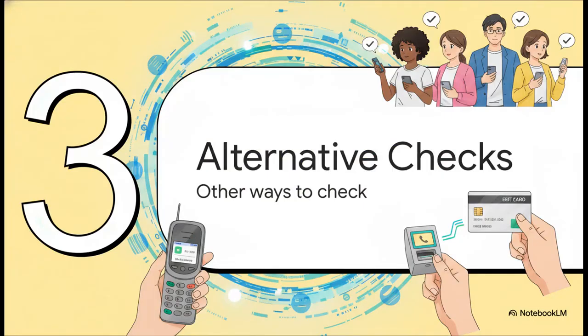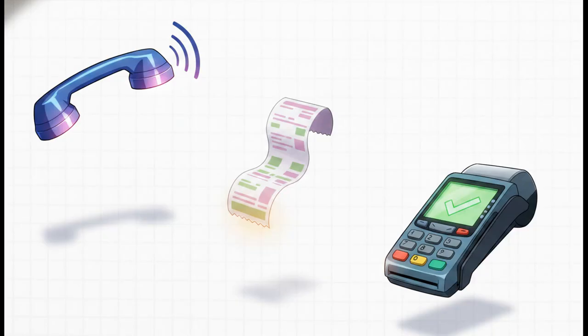Moving on to Section 3, Alternative Balance Check Methods. Because, hey, what if the internet goes down? Or what if you just don't have a smartphone handy when you desperately need to know your balance? Don't worry, we've got you covered. The crucial takeaway here is that you are never completely locked out of your information. You always have reliable backup methods.